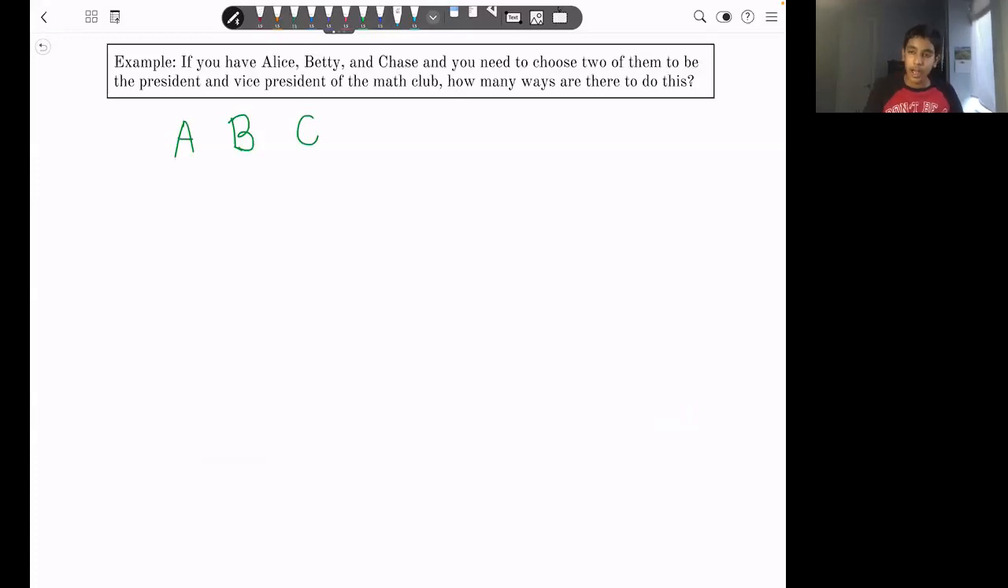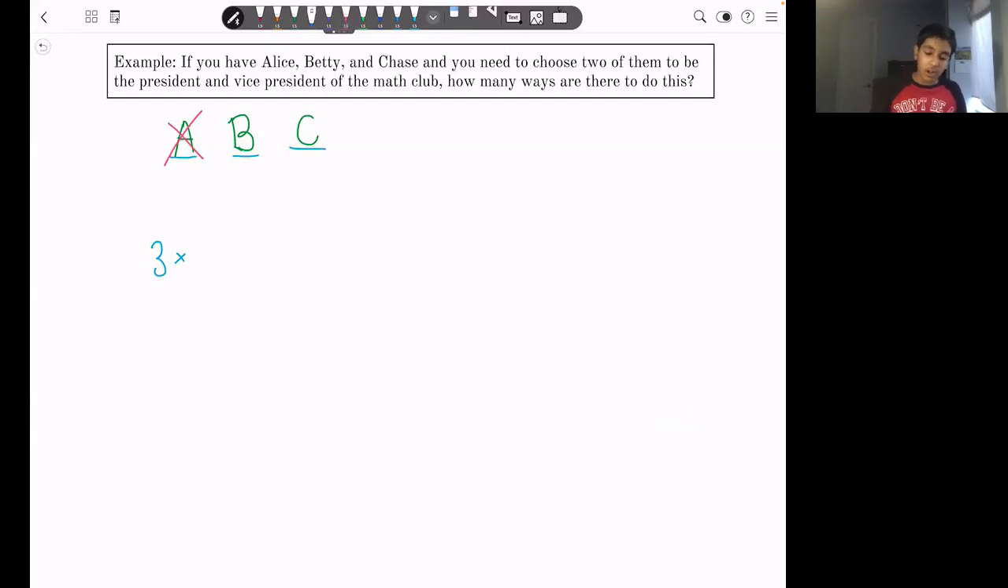How many choices do you have for the president? The president can either be A, B, or C. It can be any one of those 3 people. So 3 choices for who gets to be the president, right? And now let's just say the president was A. So A can't be the vice president anymore, since nobody can be the president and vice president.